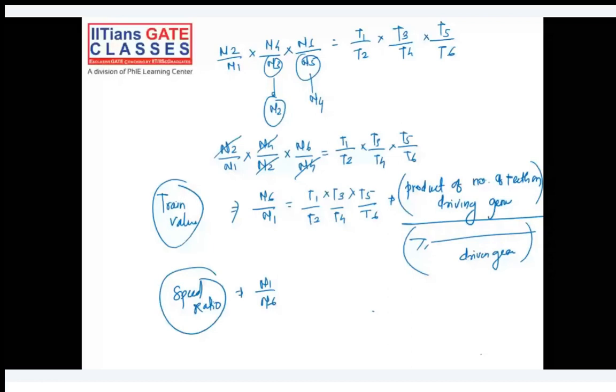Okay. The third type of gear train is a reverted gear train.